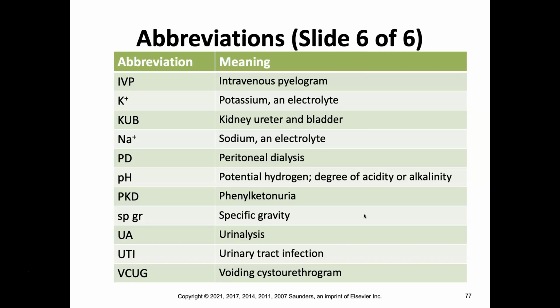pH is potential hydrogen. Did you know that? That's what the pH stands for, potential hydrogen. It's the degree of acidity or alkalinity. Alkaline or base is opposite of acid. UA for urinalysis, that's a very common one. UTI, another very common one. So those are ones you want to know.